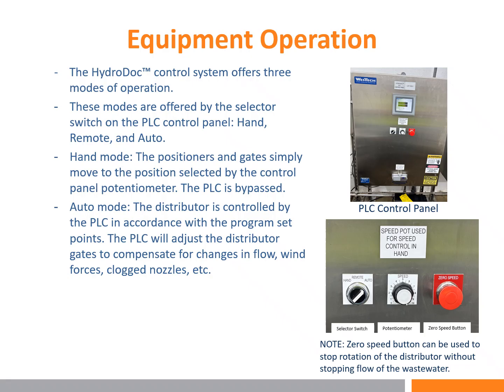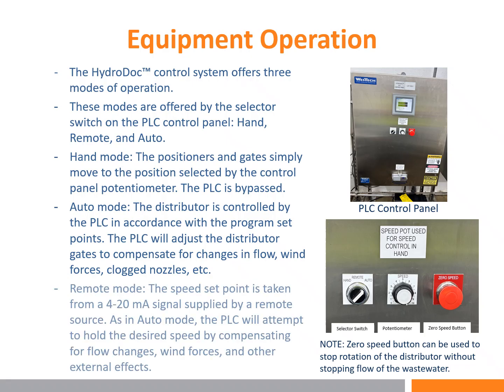The PLC will adjust the distributor gates to compensate for changes in flow, wind forces, clog nozzles, etc. Remote mode, the speed set point is taken from a 4 to 20 milliamp signal supplied by a remote source. As in auto mode, the PLC will attempt to hold the desired speed by compensating for flow changes, wind forces, and other external effects. It's also important to note there is a 0 speed button that can be used to stop rotation of the distributor without stopping flow of the wastewater.